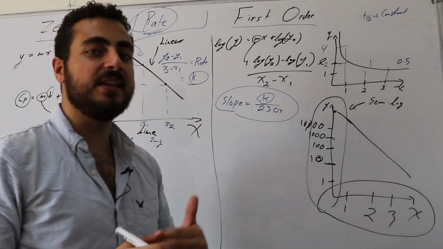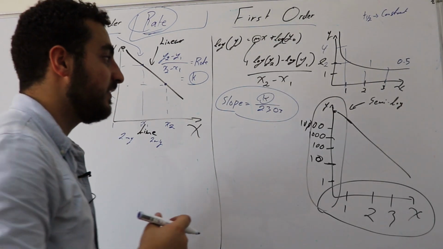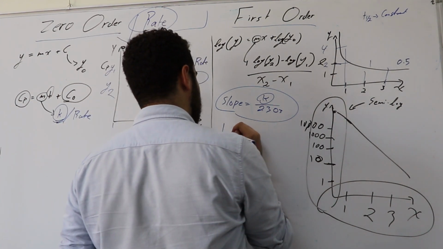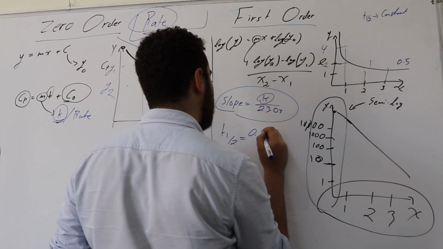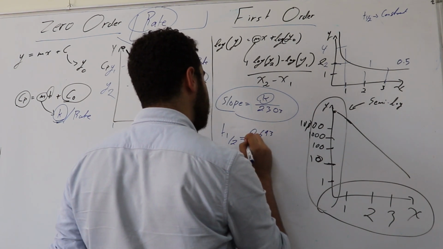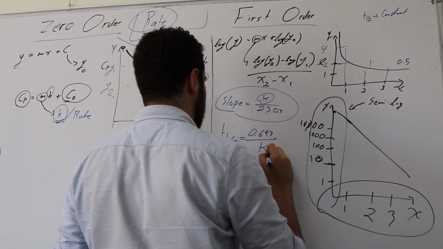So how do you calculate this t-half? How do you predict this t-half, or this half-life? And for this, you will need this equation, where the t-half is equal to 0.693 divided by the k, or the constant.